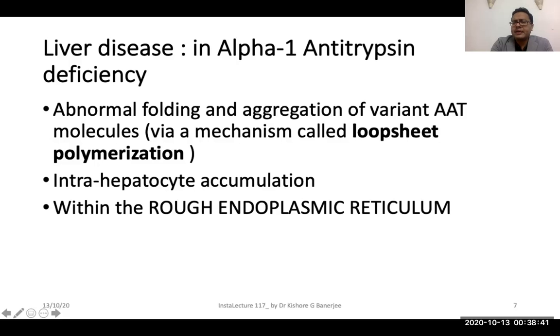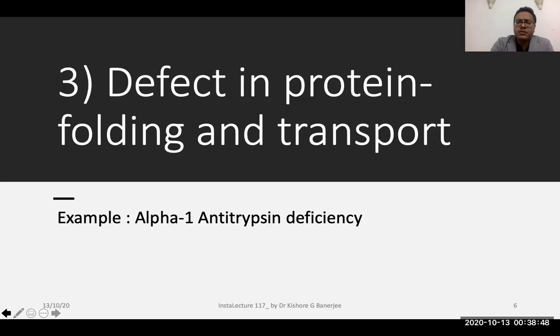So now we learned the third mechanism through which abnormal intracellular accumulation could lead to diseases, like in alpha antitrypsin deficiency. There is a defect in protein folding and transport that could lead to abnormal forms of proteins, like an abnormal form of alpha antitrypsin that gets accumulated inside the liver cell hepatocytes. The hepatocytes die due to this toxic accumulation, and also alpha antitrypsin is not secreted from those liver cells.